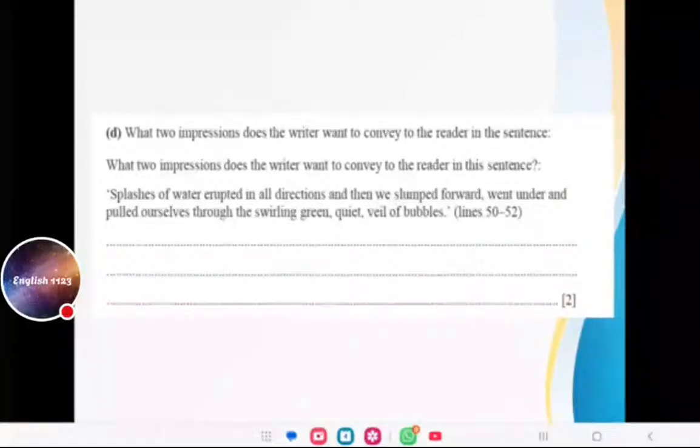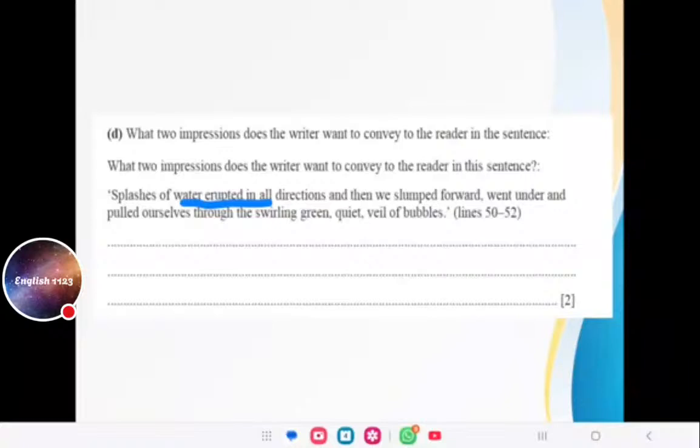First impression that I get here is from the word erupted. Now, erupted is the word that is used for volcanoes. When something is erupting, that means that thing shows eruption, violence, intensity. So the word erupted here, when splashes of water are erupting, means there is a lot of activity, things are going in a frenzy, happening very quickly and in a violent way, in all directions.